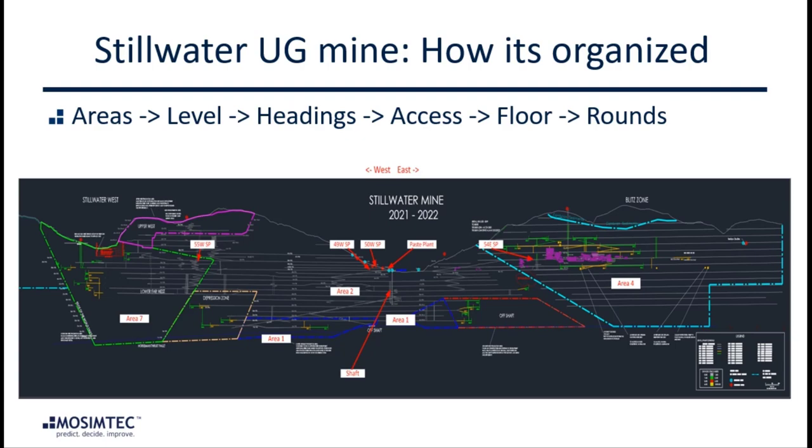Within each heading, there can be different accesses into the ore body, which are just branches off of the general heading. Since the ore body is vertical, each heading is mined in floors, with the previous floor being backfilled before mining directly on top or directly below. Rounds are going to be the individual chunks of ore that are taken out through mining. So up here at the top, this is going to be the most broad areas to the most specific rounds.